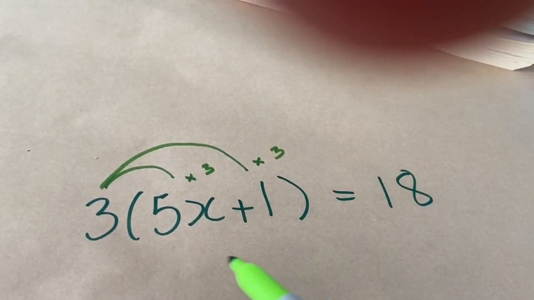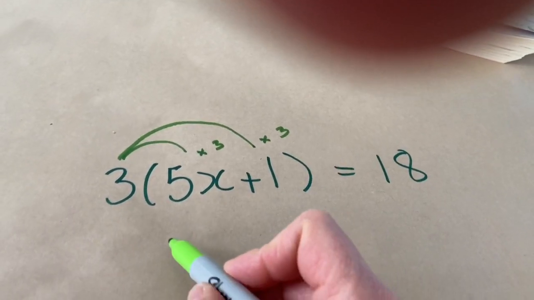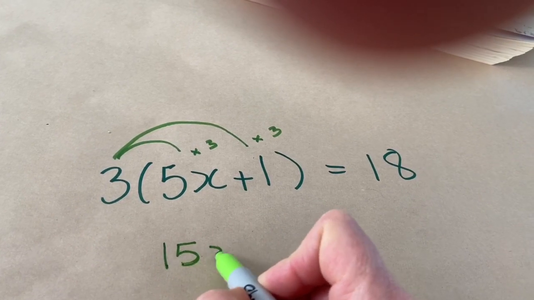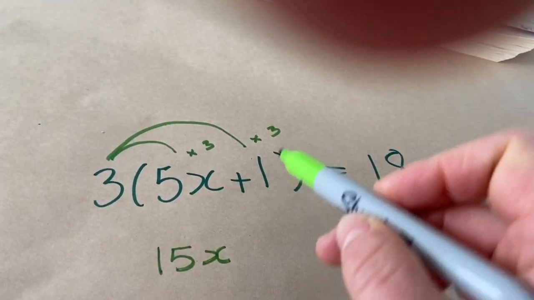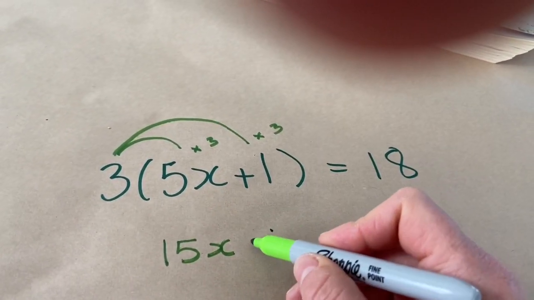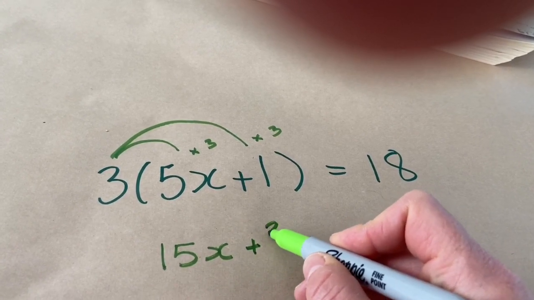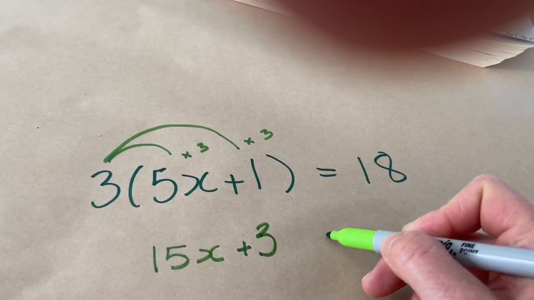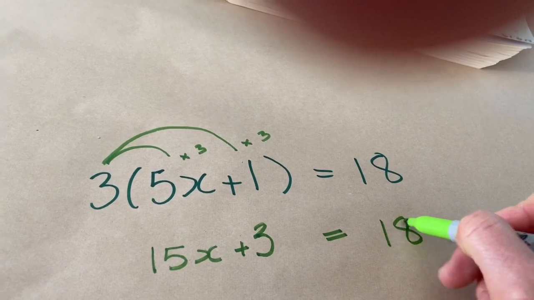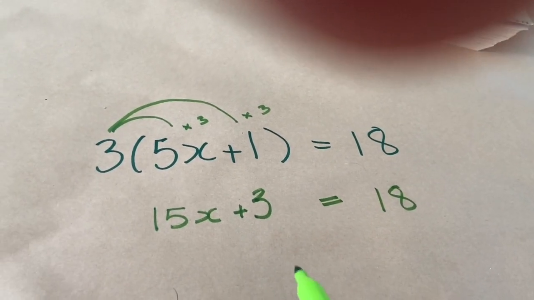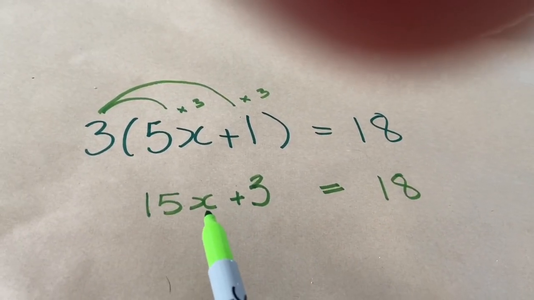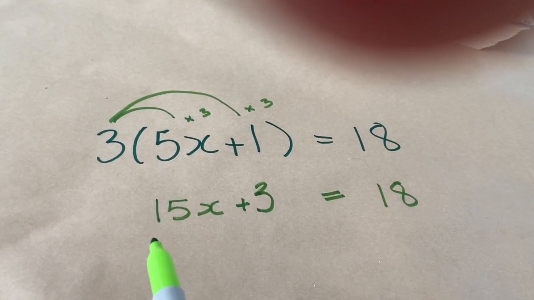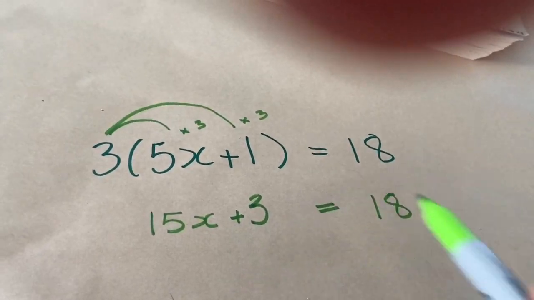So that means we have 5x times 3 would give me 15x. And then we have 1 times 3 gives me, don't just write down 3, you have to write down it's a plus 3. And then we have 18. Now remember what that means. It means I started with an x and I'm trying to find that number. I multiplied it by 15 and then I added 3 and I got 18.